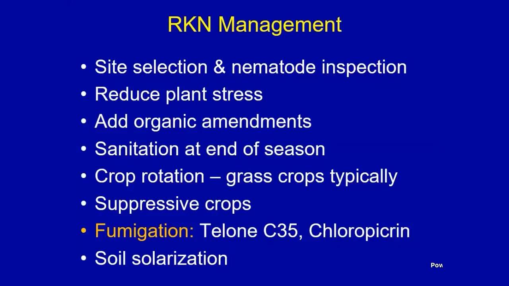So you want to rotate between crops because nematodes don't typically go to everything. Suppressive crops are available. We have a handout on this. Crops like crotalaria, partridge pea, sesame seed, some types of marigolds will give off chemicals that will kill nematodes or slow them down. And that might be an option if you have a high root knot population, say, and limited place to plant. Fumigants are available for commercial growers, things like Telone, C35, chloropicrin, and others.